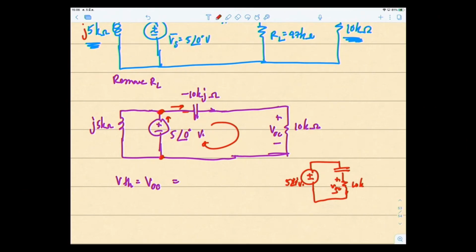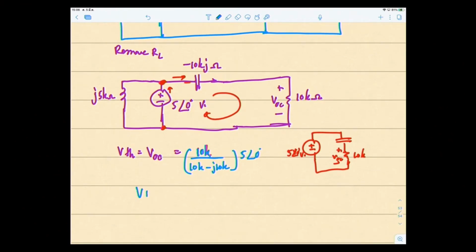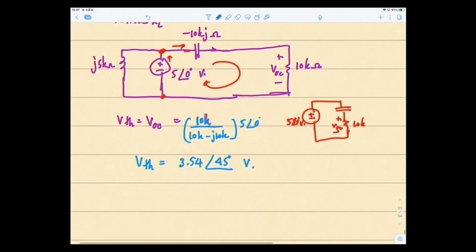So therefore, see, it becomes 10K over 10K minus j10K times 50 degrees. So therefore, your VTH is equal to 3.54 angle 45 degrees volt. Ta-da! See? Next, ZTH.